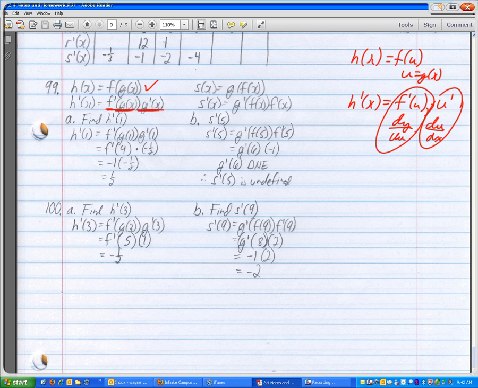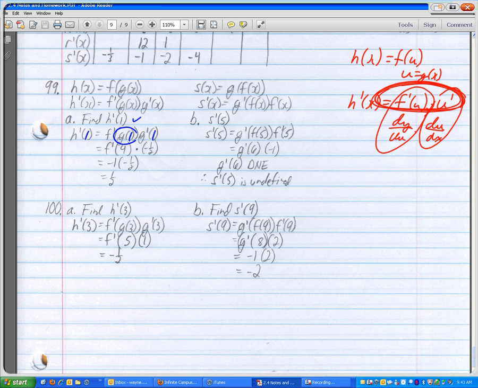Like I said early on, sometimes one notation has an advantage over another. This one has the advantage right now. So, f prime of u times the derivative of u. F prime of g of x times the derivative of g of x. Well, now we can find h prime of 1. Replace all the x's with 1. Make that h prime of 1 equals f prime of g of 1 times g prime of 1.